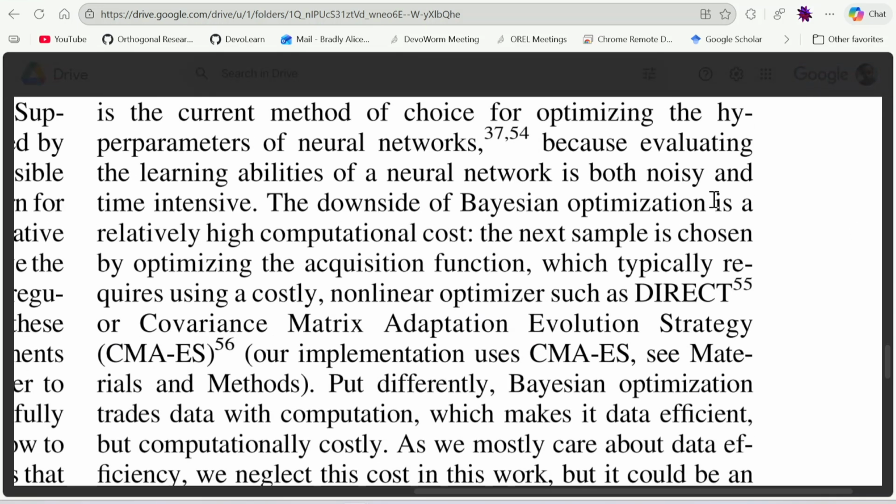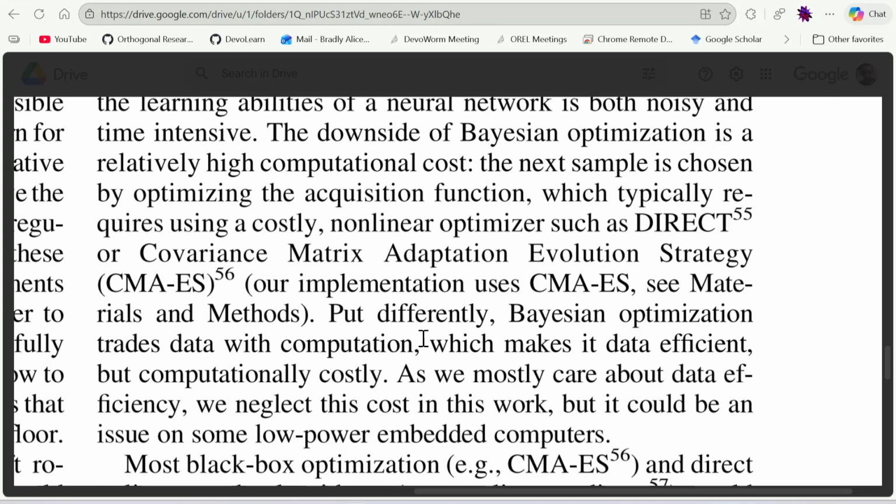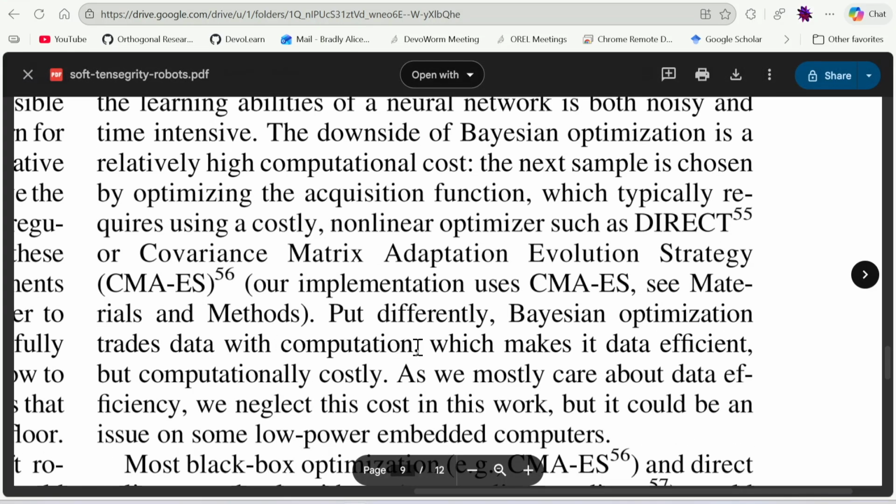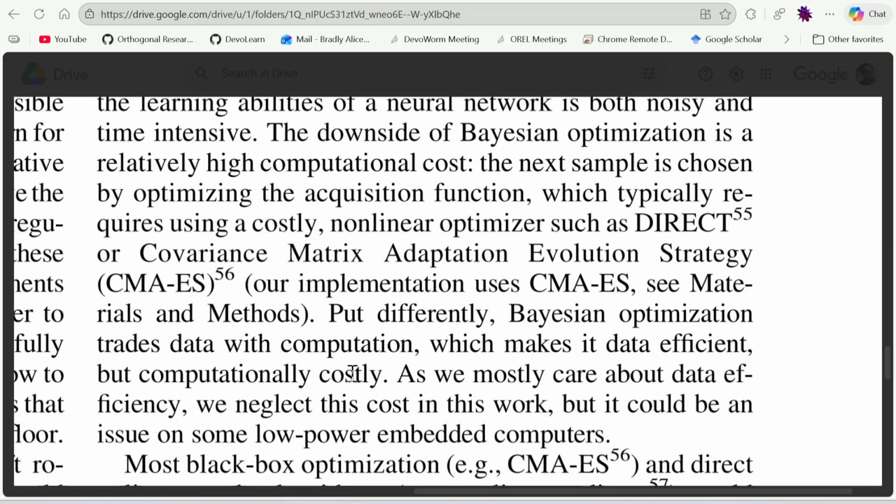On the downside, Bayesian optimization has a relatively high computational cost. So searching very large search spaces with this method is not necessarily going to work out. There's a costly nonlinear optimizer that's required for this. Bayesian optimization trades data with computation, which makes it data efficient but computationally costly. So when we're dealing with these very large search spaces, we need to find a method that searches the search space in the way we need.